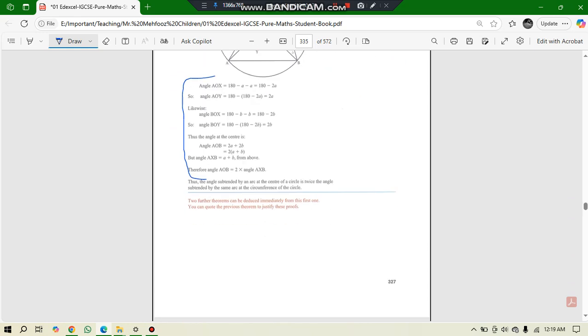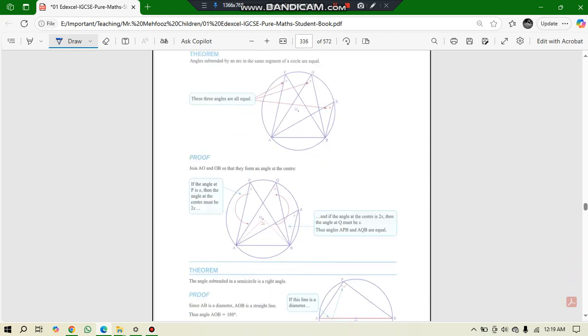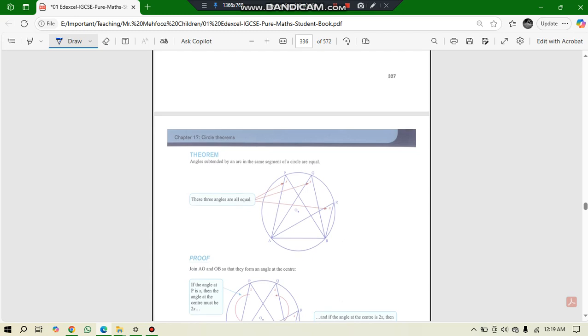Thus the angle subtended by an arc at the center of the circle is twice the angle subtended by the same arc at the circumference of the circle. Two further theorems can be deduced immediately from this first one. You can quote the previous theorems to justify these proofs. So this is the next theorem.